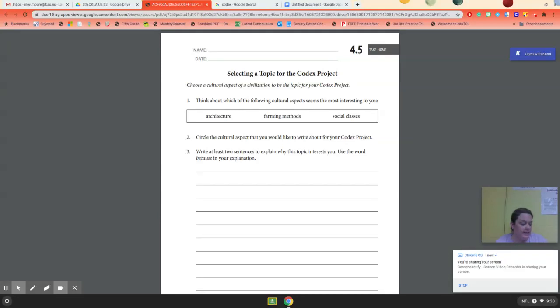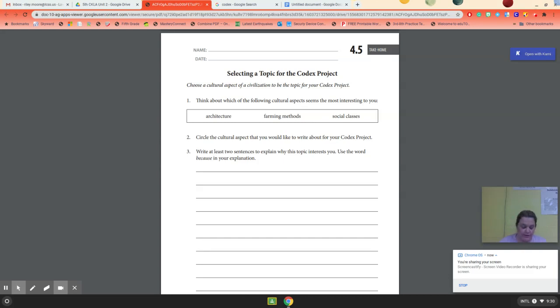Hey guys, with this unit, we're going to have two different opportunities to do a writing project. This is our first writing project, and if you look on the screen, it says selecting a topic for the Codex project. What we're going to do is you are going to choose a cultural aspect of a civilization to be the topic of your Codex project.